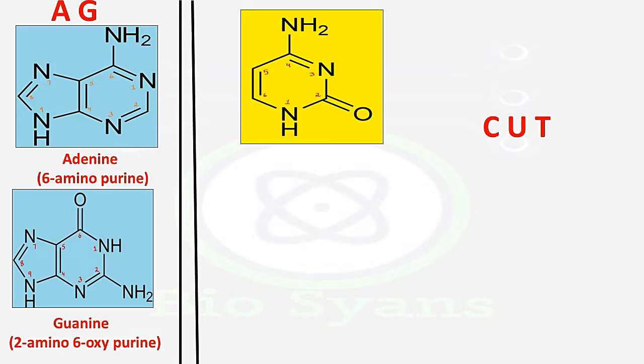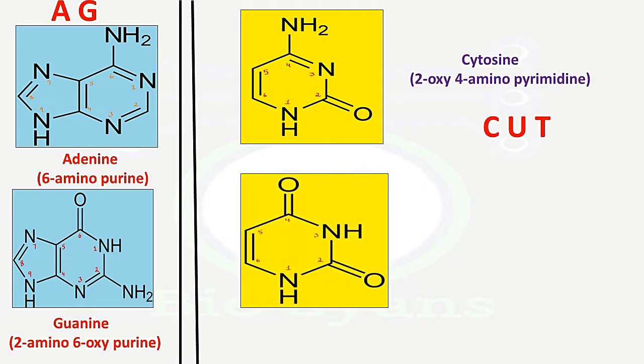Here, if you see, at the 2nd position it has an oxo group, whereas at the 4th position it has an amino group. So we can also call it 2-oxy-4-aminopyrimidine. The next one shows oxo groups at the 2nd and 4th positions, which is uracil, and it forms 2,4-dioxypyrimidine.